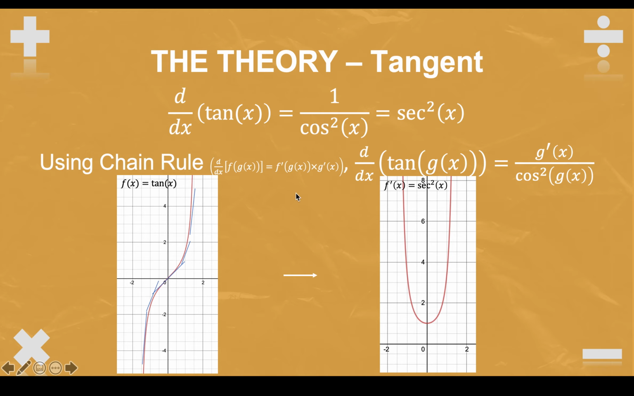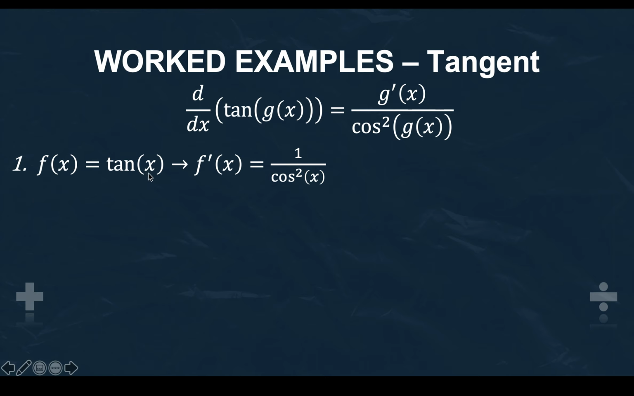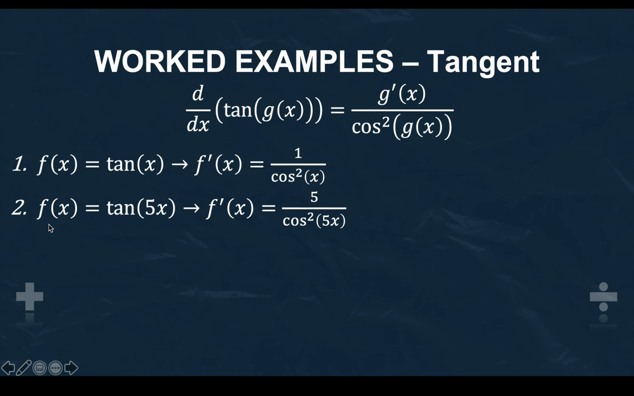Okay? Using the chain rule again, the derivative of tan of g of x, more generally, can be written as g dash of x divided by cos squared g of x. Okay? Few examples. Here's that formula again. If f of x equals tan x, we'll know by definition that the derivative has to be 1 on cos squared x. If we have f of x equals tan 5x, then the derivative is going to be g dash of x. In this case, g of x is 5x, so we have the derivative, which is 5 divided by cos squared of 5x, which is just g of x.